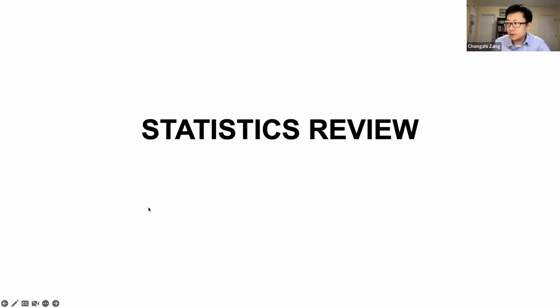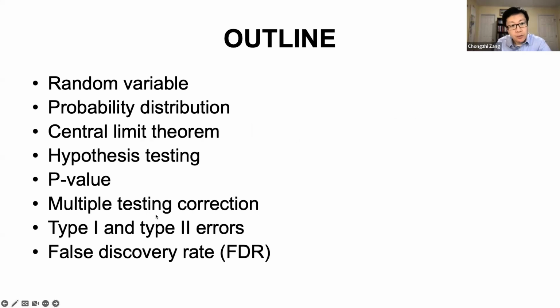So, an outline for today's lecture. We will briefly go over the concepts about random variables, probability distributions, and the central limit theorem. The central limit theorem is directly related to this part of the assignment, the homework. Also, hypothesis testing, p-values, multiple testing correction, type 1 and type 2 errors, and false discovery rate, or FDR. Many of these concepts or ideas will be highly useful and important in computational biology research.